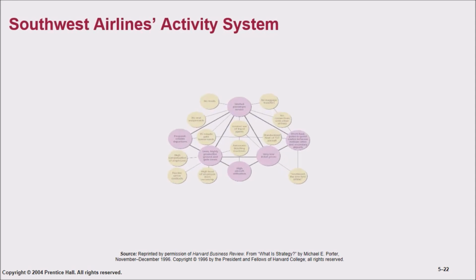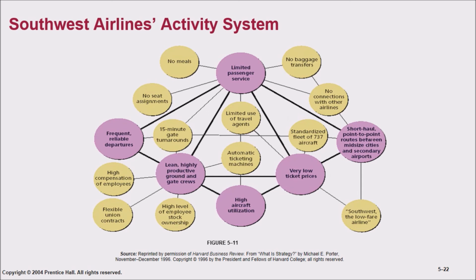Southwest Airlines activity system. Southwest Airlines Company offers short-haul, low-cost, point-to-point service between mid-size cities and secondary airports in large cities. Southwest avoids large airports and does not fly great distances. Its customers include business travelers, families, and students. Southwest Airlines has limited travel agents. Automatic ticketing machines are a great advantage for this airline.